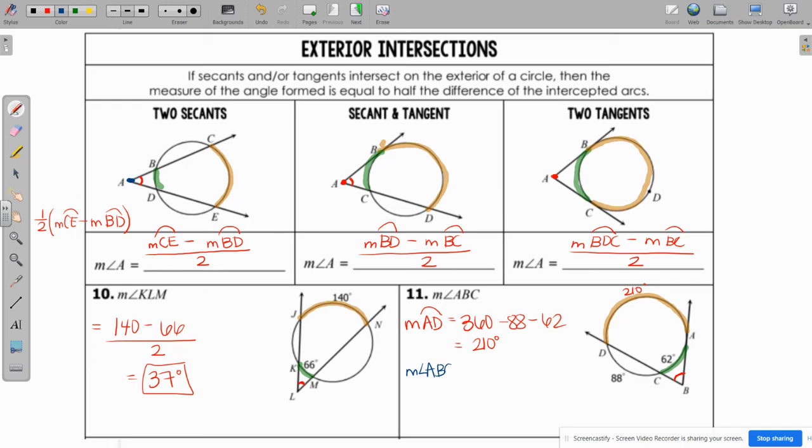So the measure of angle ABC is equivalent to 210, the larger arc, minus the smaller arc, 62, divided by 2. So 210 minus 62, then divided by 2 is 74 degrees. So the measure of our angle ABC is 74 degrees.